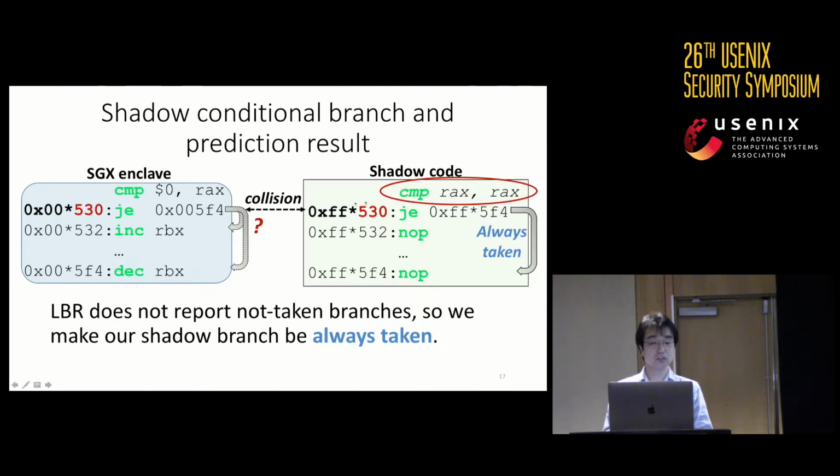For example, we just make sure that their row bit addresses are exactly the same. Second, we make the shadow conditional branch always taken by making the branch condition true, like comparing the same register to monitor each prediction result. We make our shadow branch work like this because LBR doesn't report any information about non-taken branches, so we make our shadow branch always taken to monitor each behavior with LBR.